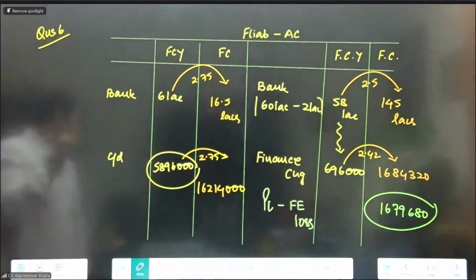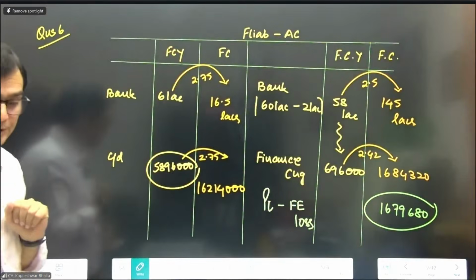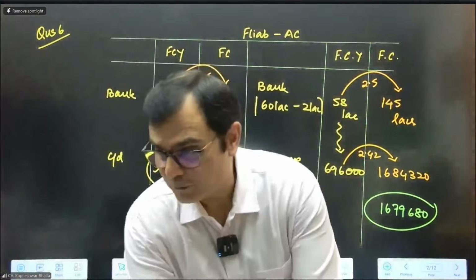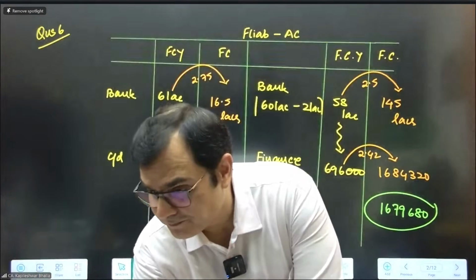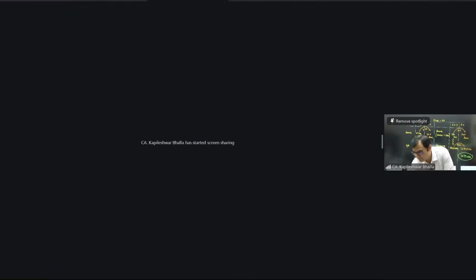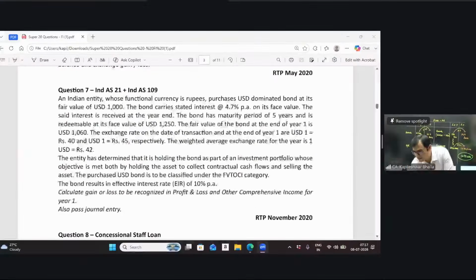Let's do a similar question on a financial asset with you. So I'm going to share another question to you. So let's have a look at the question number 7. This is RTP November 2020. In the meantime, we can take a snapshot of the screen as well. Now, let's read the inputs which are given in the question.